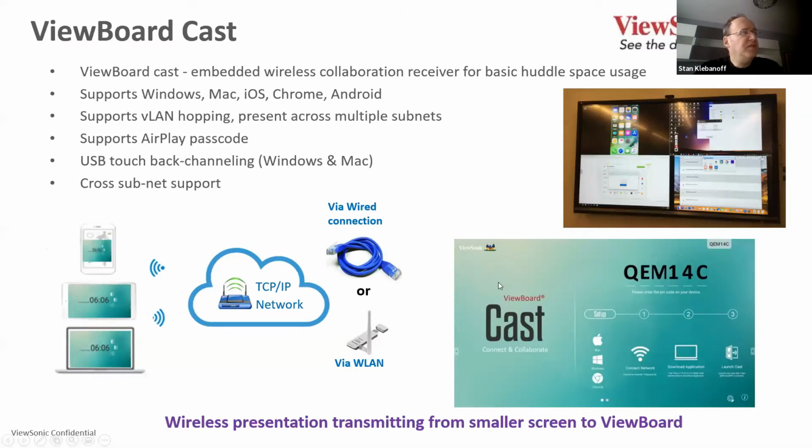I mentioned ViewBoard Cast. So when you walk into the panel and you click on the cast icon, this is the screen that comes up. It serves up a 6-digit code. You run VCast Sender on your laptop, which is a free download, and then you put in the code, and then you can send your screen to the panel. You see in the top right, you've got 4 computers at the same time can be casting to the panel at the same time. It's got built-in iOS AirPlay.